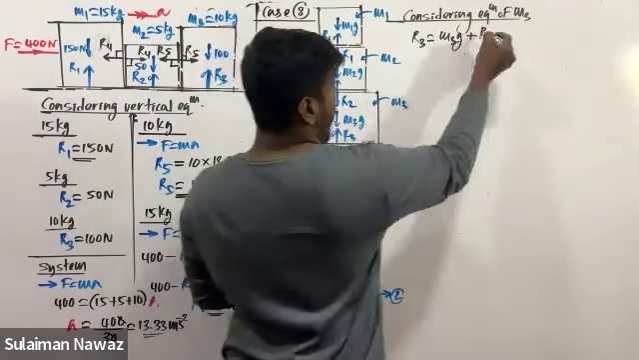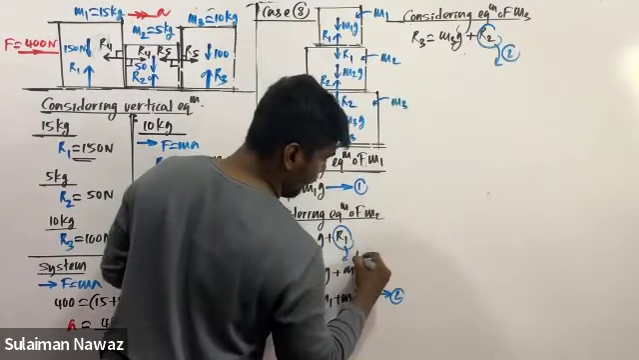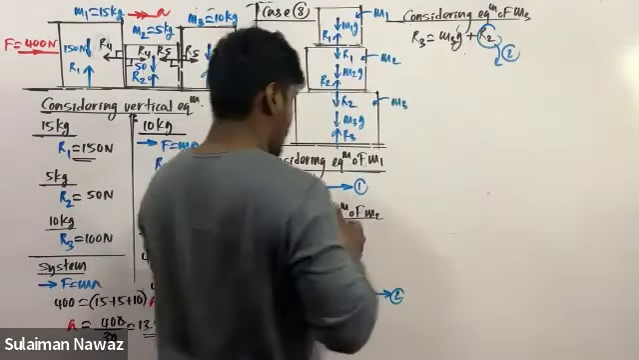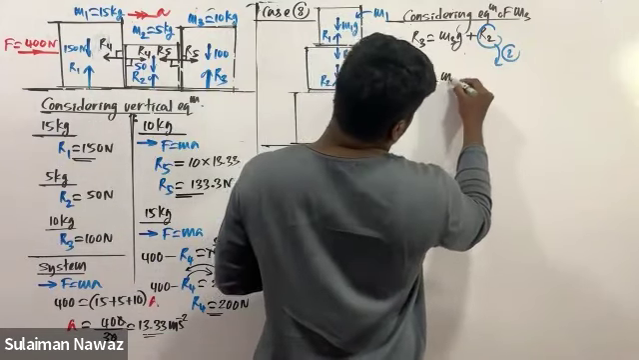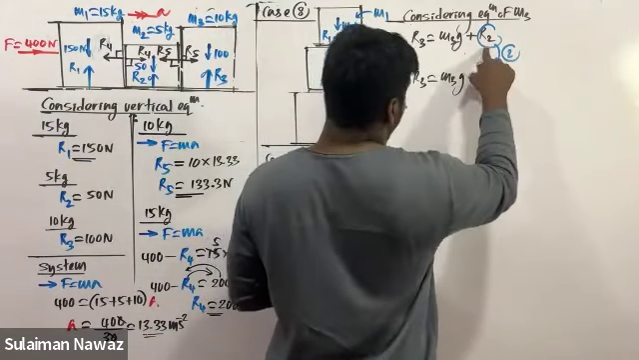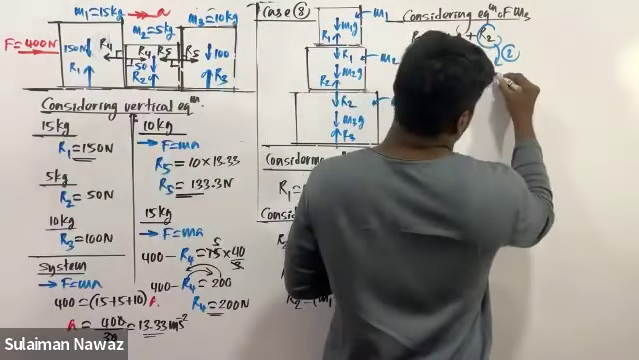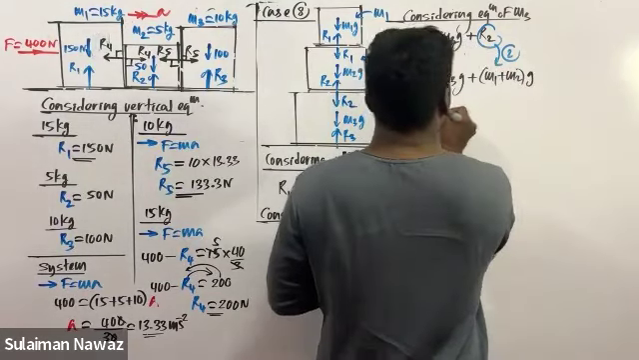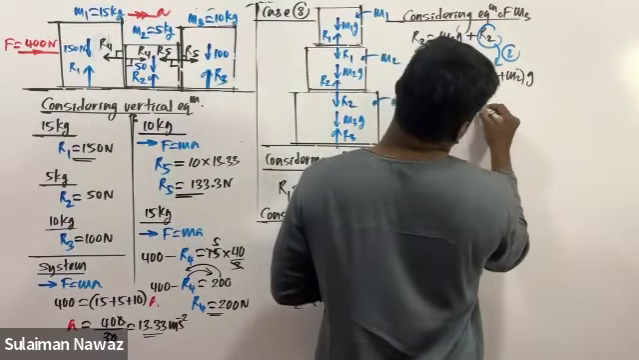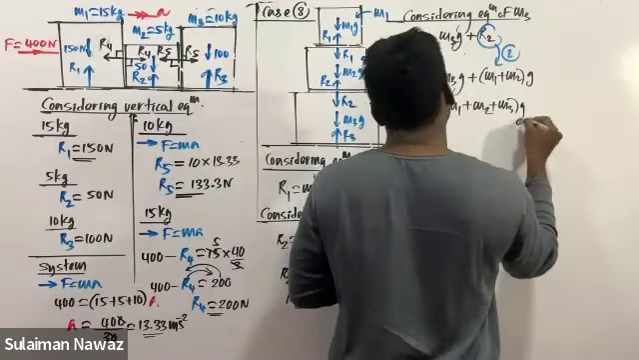From equation 2, you know R2. From equation 2, this is from equation 1. R3 equals M3G plus R2, so how much is that? R2 means M1 plus M2G. So that means R3 equals M1 plus M2 plus M3G. That is another type of idea.